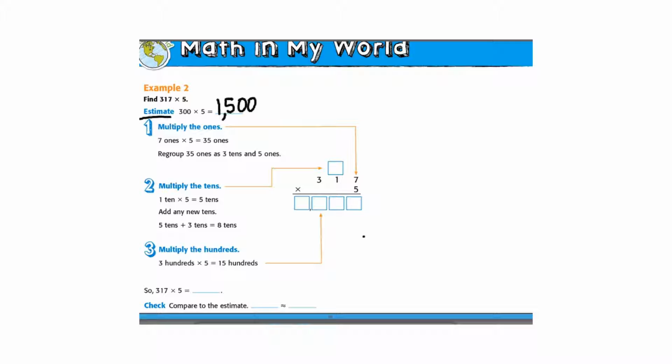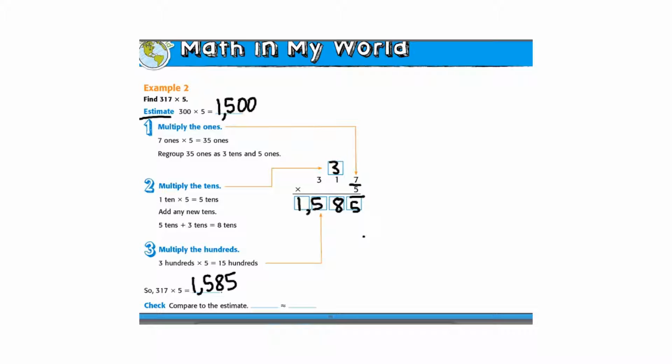So we're going to do 7 times 5 first. Remember, we start with the 1s. That's 35. Then 5 times 1 is 5. You add the 3 that you regrouped, which makes it 8. 5 times 3 then is 15, and there's no numbers that you had to regroup that time. So now our final answer is 1,585.